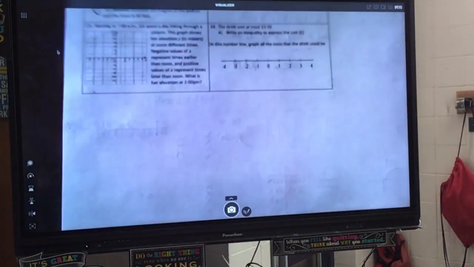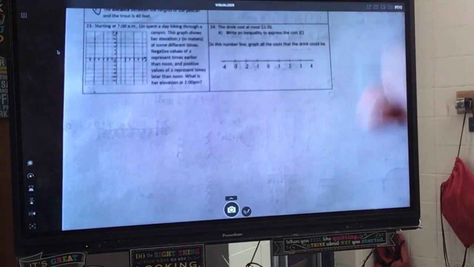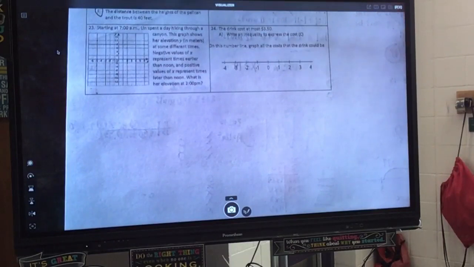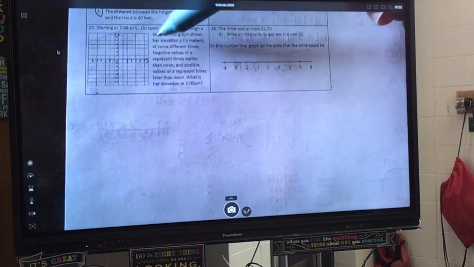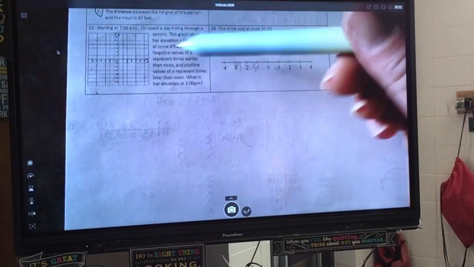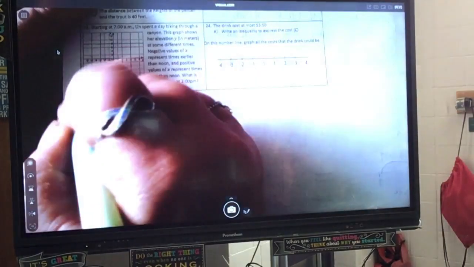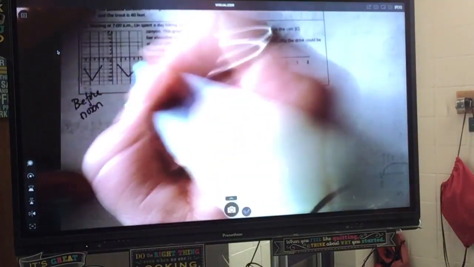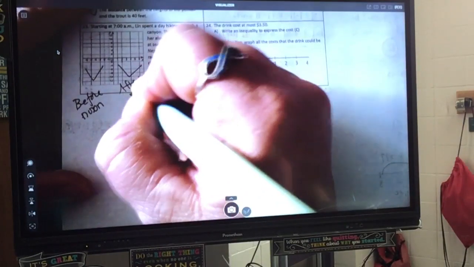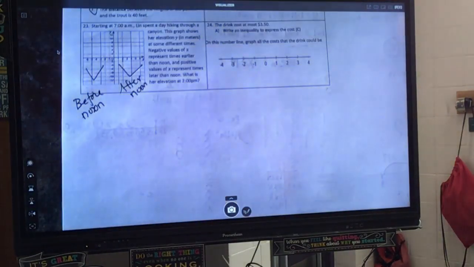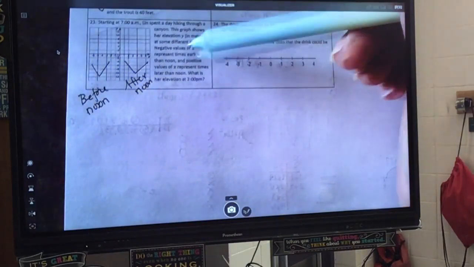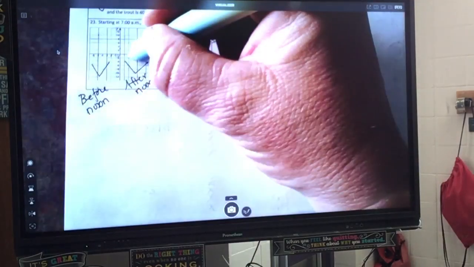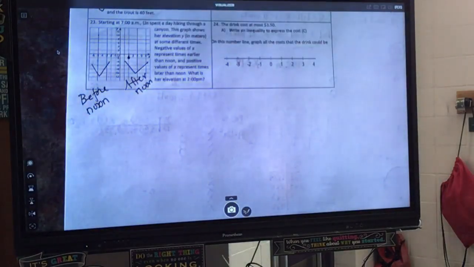Alright, so number 23 gave a few people a little bit of a problem, just because it was worded kind of weird. So starting at 7 a.m., Lynn spent a day hiking through the canyon. This graph shows her elevation, y, in meters at some different times. So all of these are before noon, and all of these are afternoon. Okay? So it says, what is her elevation at 2 p.m.? So right here is the dot. What is her elevation at 2 p.m.?